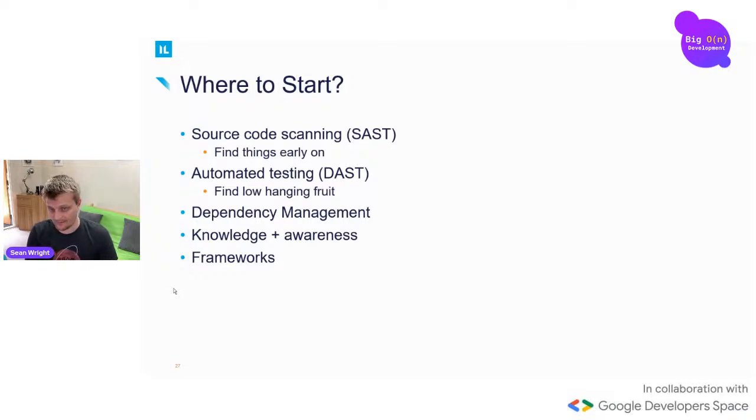Same as automated testing, so a dynamic scanner. So this is testing the live running application. Again, it'll find low-hanging fruit. So things that are quick and easy to find, could have a high impact, and should be relatively easy to fix. Dependency management, so this comes to the whole open source software library. You have to know what you have and you have to know what impact those things have.